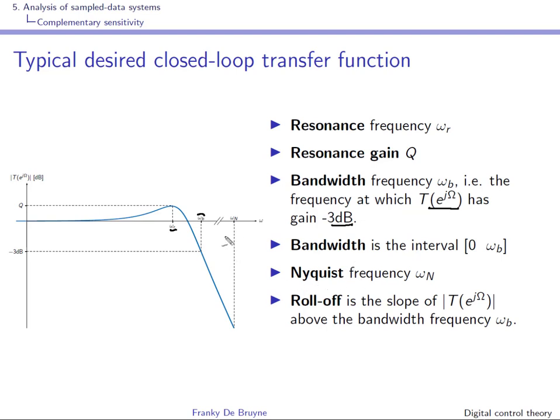You cannot look above the Nyquist frequency in a discrete time Bode diagram, and remember that the Nyquist frequency is related to the sampling period using the relation pi over Ts, and what we call the roll-off is the slope of the modulus of T above the bandwidth frequency omega b.